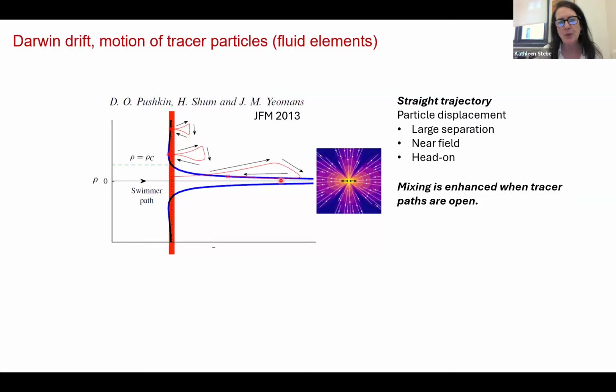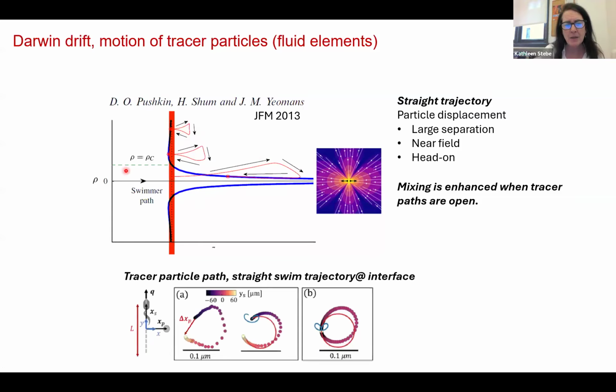And this blue curve you see here is the path of net displacements, mixing open paths generated by the tracers, generating hydrodynamic mixing by the swimmer. We can do something similar for our swimmer moving along some vertical path with a tracer particle, and along finite paths, we can end up with openings or enhanced mixing. But what about circular paths? We see a preponderance of curly paths.